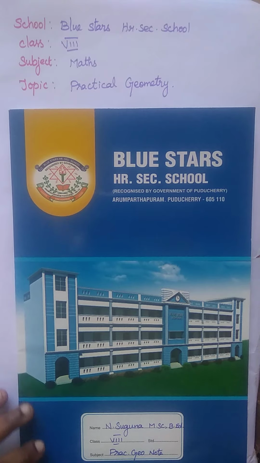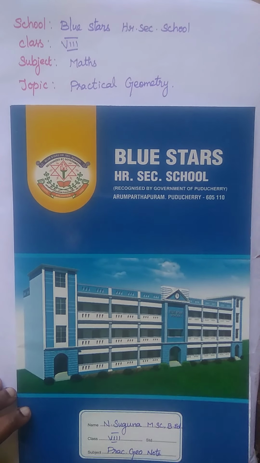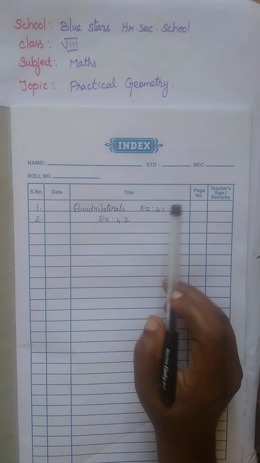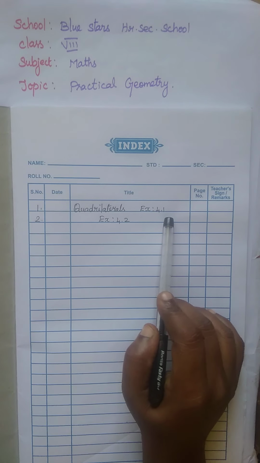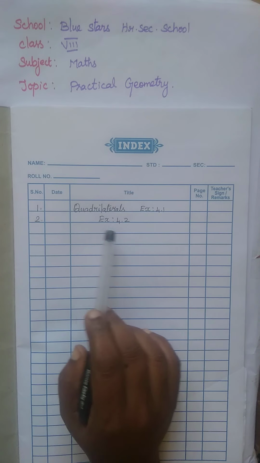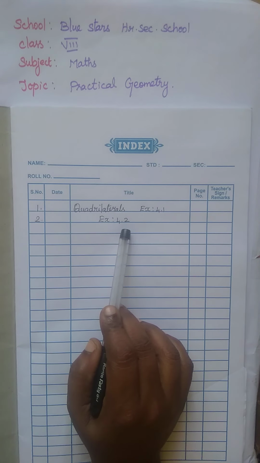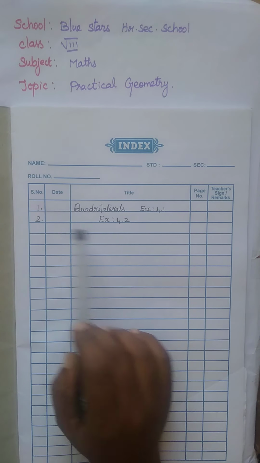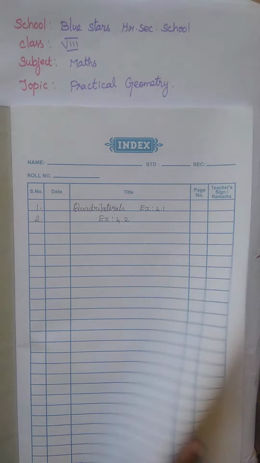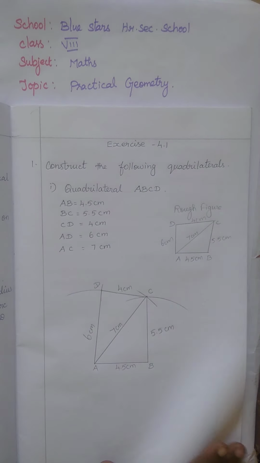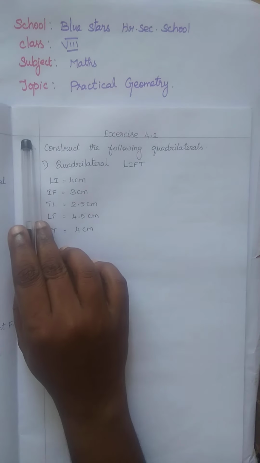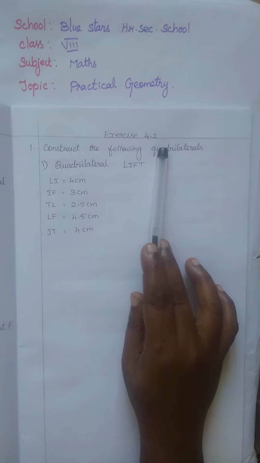That is, take your practical geometry note. This is practical geometry. Already we have completed exercise 4.1, serial number 1. Exercise 4.1 was completed in the last class. Now we will do the sums in exercise 4.2. So write the serial number, write today's date, exercise 4.2. I hope you have completed your homework. Now exercise 4.2. Take this page, write the date, write exercise 4.2.